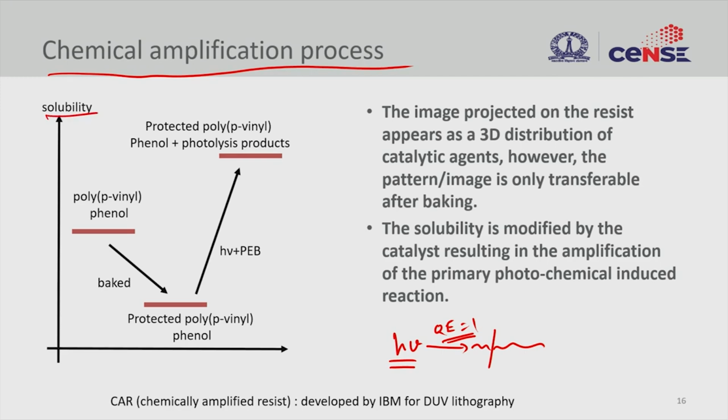So this is the solubility, and you take a simple resin and then we bake it. The solubility goes down, right? It goes down because you're removing the solvent, so it becomes hard, so your solubility goes down. But now when you expose it with your photon and you also add some energy, this is the post exposure bake, right? So if you do post exposure bake, you add some energy to this, and then the solubility increases. And this is what the chemical amplification process does, right?